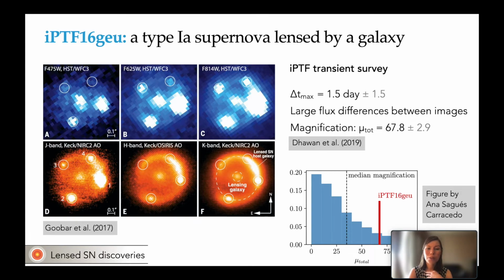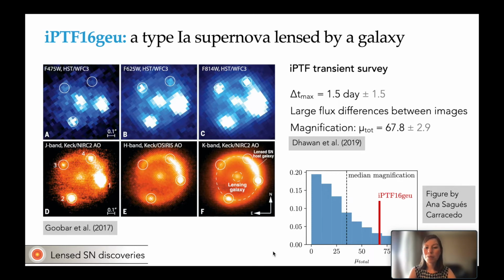So some of the properties are a bit surprising. If you have such a symmetric lens system as this one, you would actually expect that most of the images are very comparable in brightness. But this is not the case, and especially this image over here is much brighter than the rest, which is hard to explain with the macro-lens models.